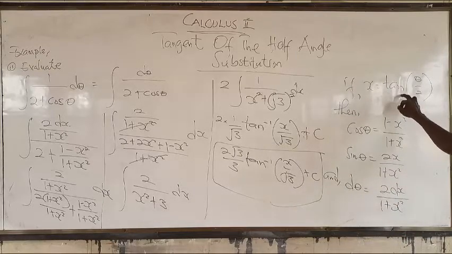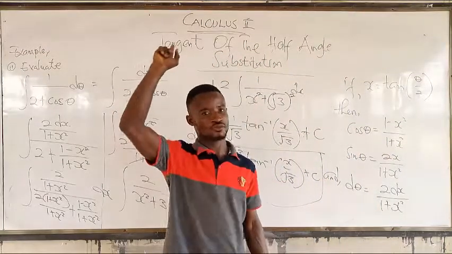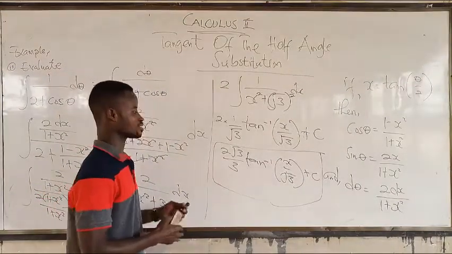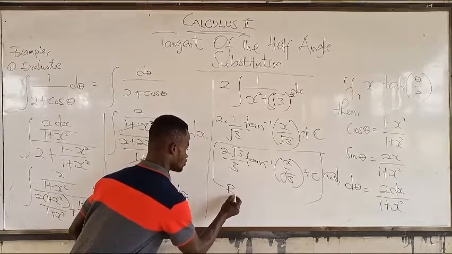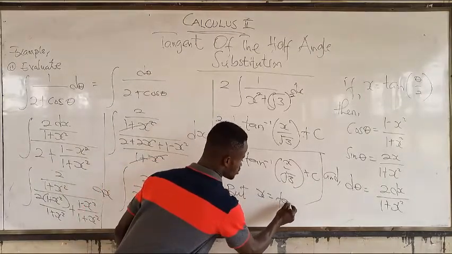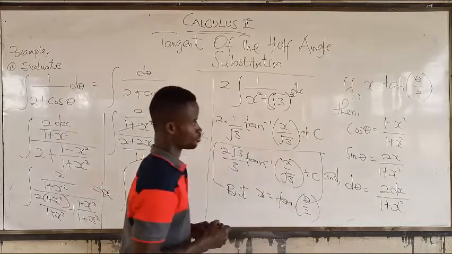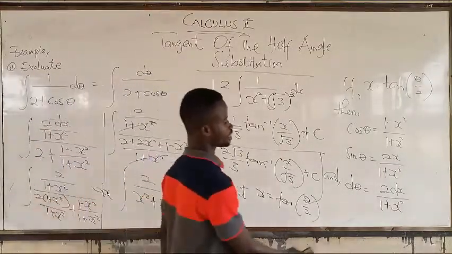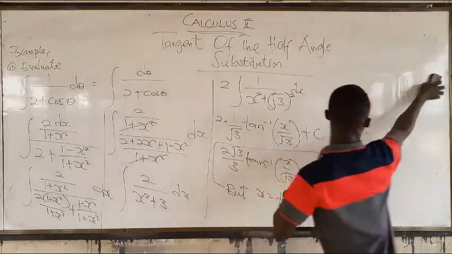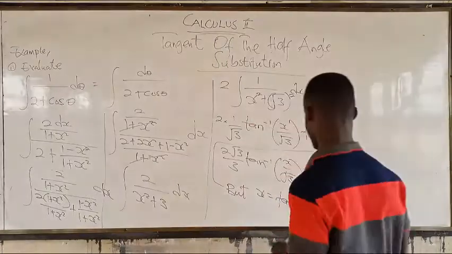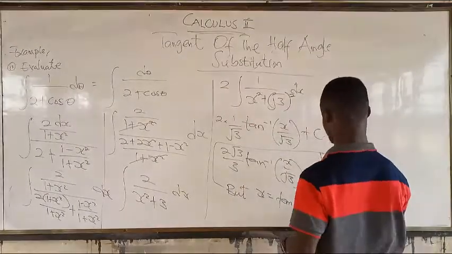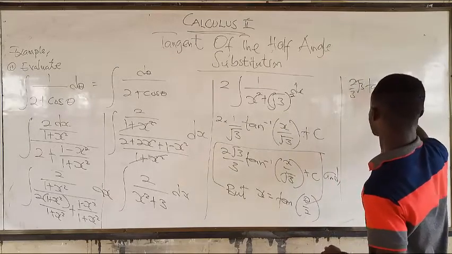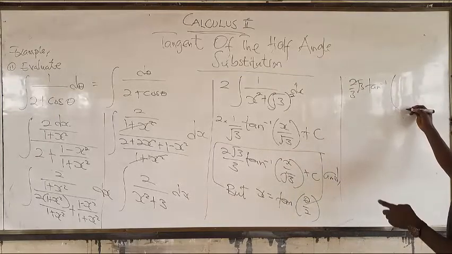So half angle of what? Theta. Alright. So when you get this, then you continue to say that but S is equal to tan theta over 2. Alright. Therefore, by substitution, let me clean this back. Therefore, I hope it's cool. Therefore, by substitution, then we end up getting 2 over 3 square root of 3 tan inverse of S.